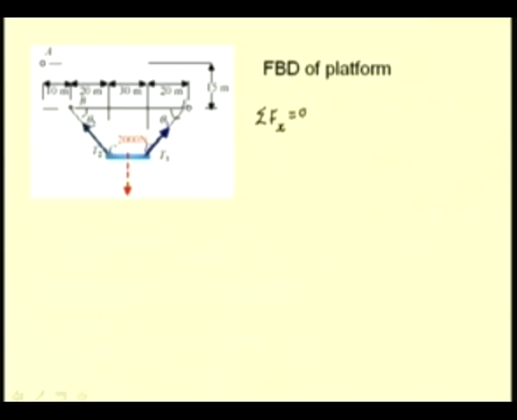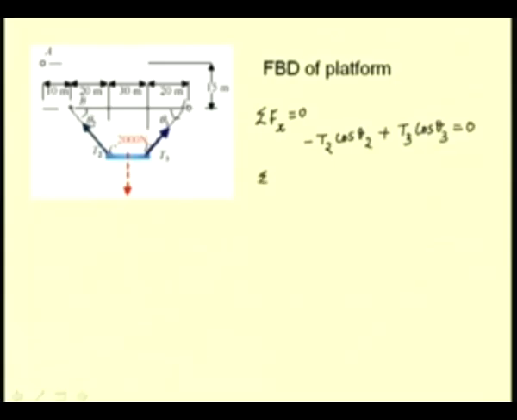So, we have the horizontal component of the force T2 cos theta 2, which is negative, plus T3 cos theta 3, which is in the positive direction, has to be 0.